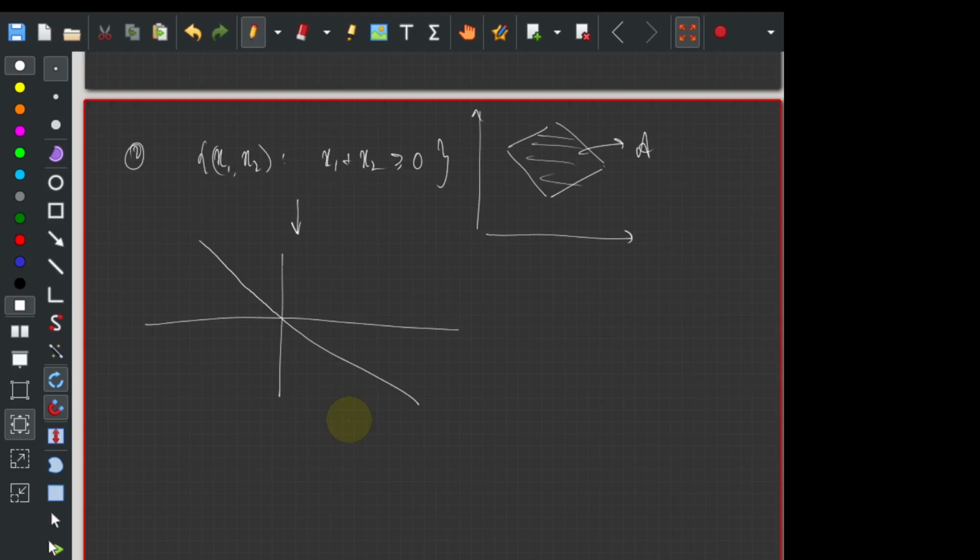And what is x1 plus x2 greater than or equal to 0? Which half space is it? Is it above the line or below the line? Above the line. So it's basically this set. And this set does not have a minimum. But what this set does have is essentially a set of what are called minimal points.